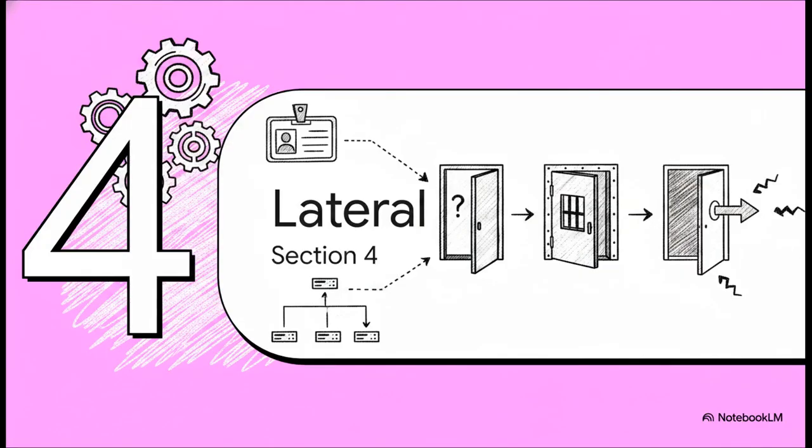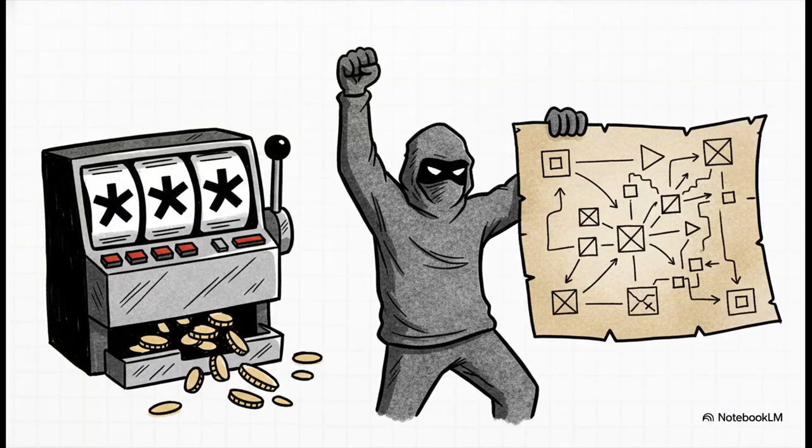Which brings us to Section 4, lateral movement and takeover. Our hacker has an ID badge. Now it's time to see exactly which doors it unlocks. The crucial point here is how they test these permissions. The attacker simply queries the API server. They are checking the internal role bindings to see what actions or verbs they're allowed to perform.